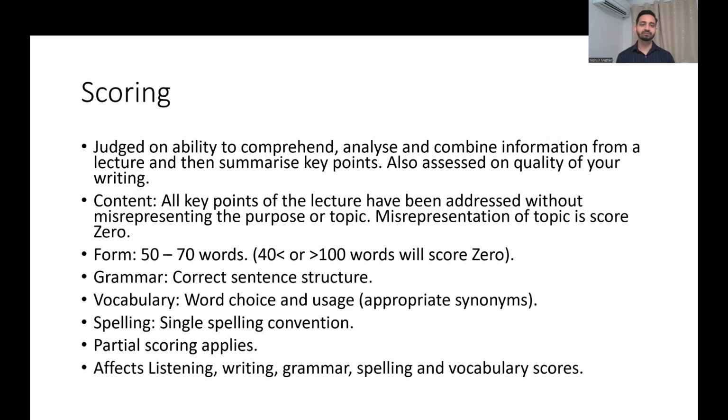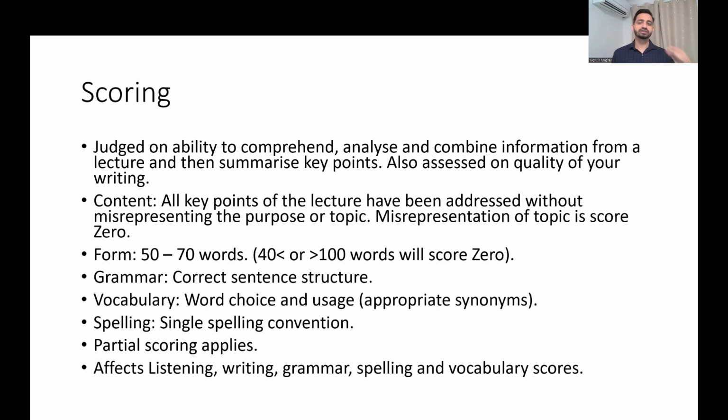This item type is obviously judging your ability to comprehend, analyze, and combine information from a lecture and summarize key points. Now, this is key. Key points, summarizing the key points, and you should know what the key points are, what the most important things are, and what is redundant information that you don't want to include in your summary. Also assessed on quality of your writing, okay? And quality of writing is obviously, it should be cohesive. It should start with a topic sentence, and then you should talk about supporting details in a cohesive way, and you should be using cohesive devices here as well, discourse markers.